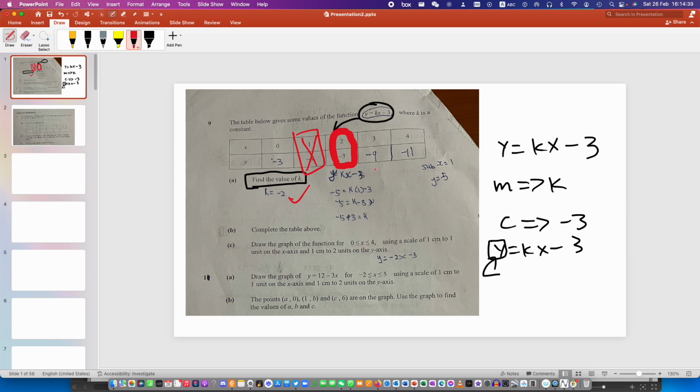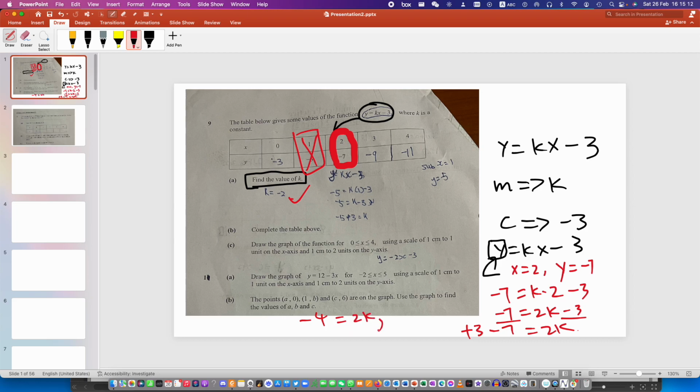So when x is equal to 2, y is equal to -7. So your y is replaced by -7, and your x is replaced by 2. So -7 equals 2k minus 3. Underline the similar term, -3, to the other side, so +3. -7, copy down, 2k. So you are supposed to get -4 equals 2k.